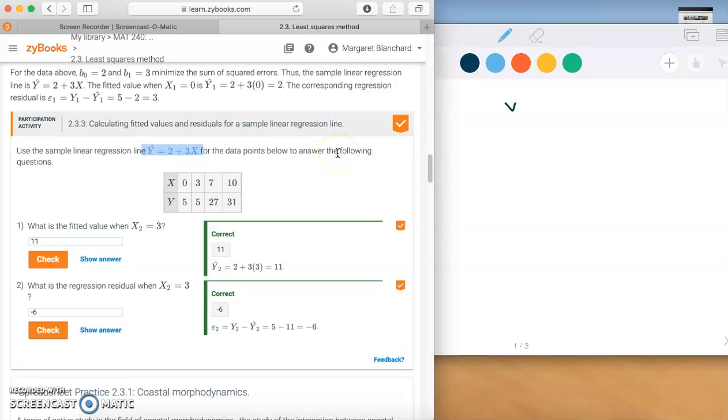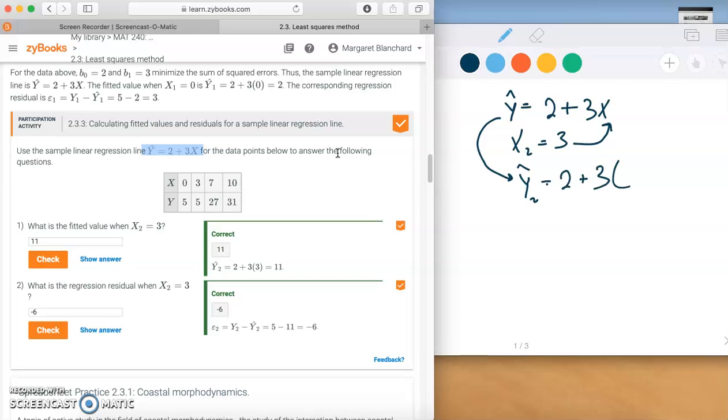We have our regression line: y hat equals 2 plus 3x. So we want to know what the fitted value is when x2 equals 3. That means we're going to plug that in there. So now we have this y hat. I'm just going to put a 2 down here to let us know what we're looking at. So we have 2 plus 3 times 3, which is equal to 11. So all we're doing is plugging in that x. We're trying to find what our fitted value is from that regression line.